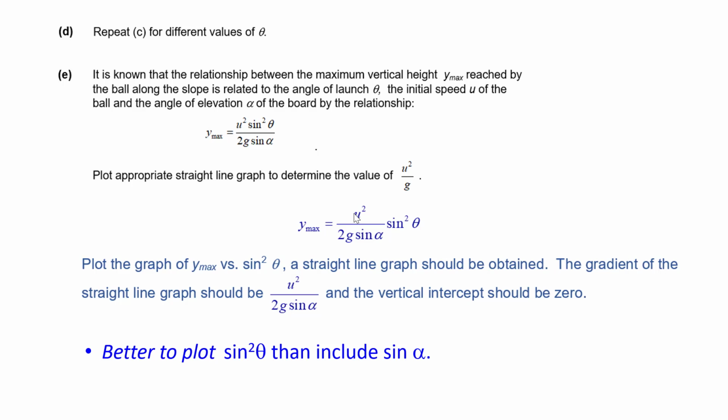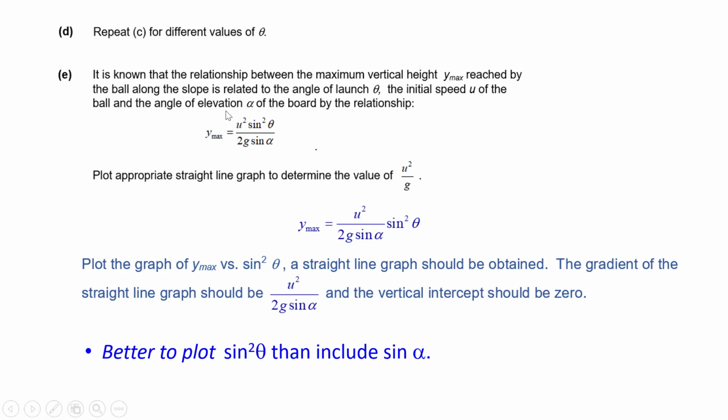So before you repeat the different values of theta and actually record your x max and y max for different values of theta, we need to plan out our table because only one table is allowed. Alright? Therefore, you actually need to skip to part E and plan and think of what is the eventual graph you're going to plot.